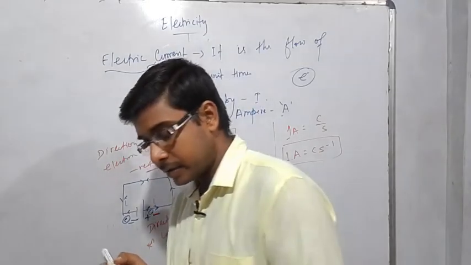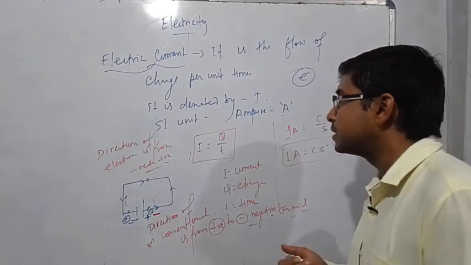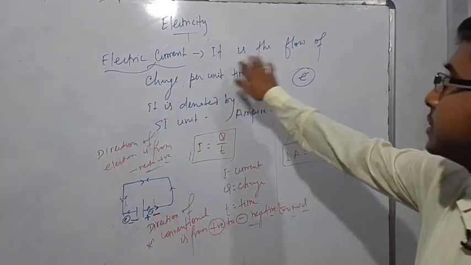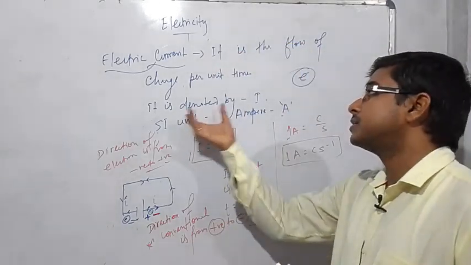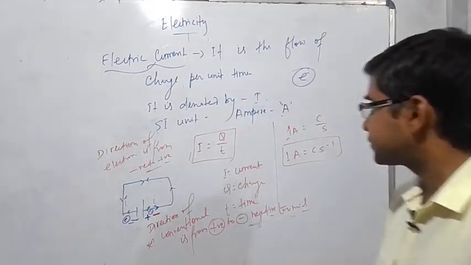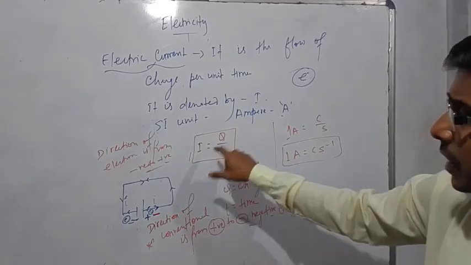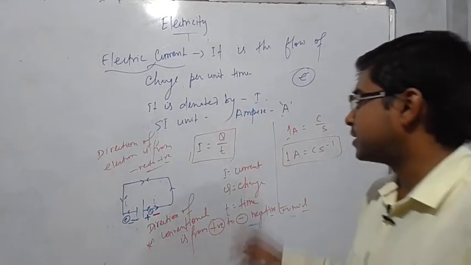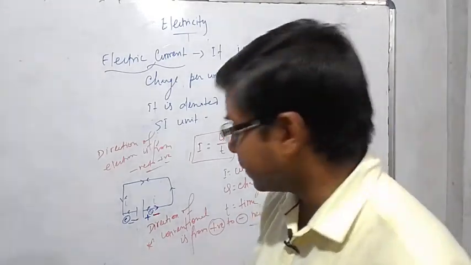We hope you will keep this in mind. The electric current is the flow of charge per unit time. It is denoted by I. Its SI unit is ampere. The formula of current is I is equal to Q by T, where I is the current, Q is the charge, and T is the time period.